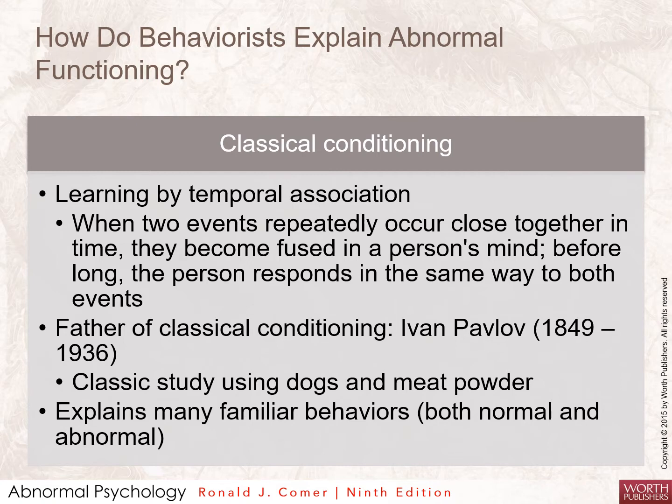Classical conditioning is another way of learning a maladaptive response, especially a fear response. And this occurs by temporal association. So when two events occur close together in time, they become linked, and the organism learns to predict the subsequent behavior, the second behavior, from the first stimulus.